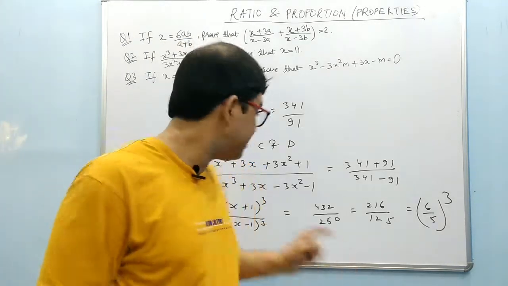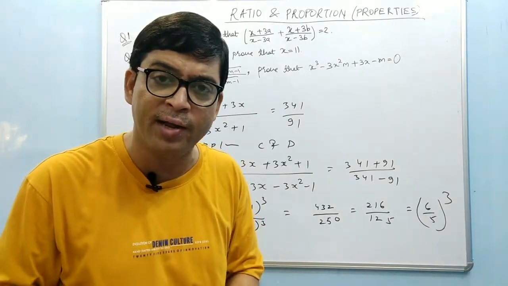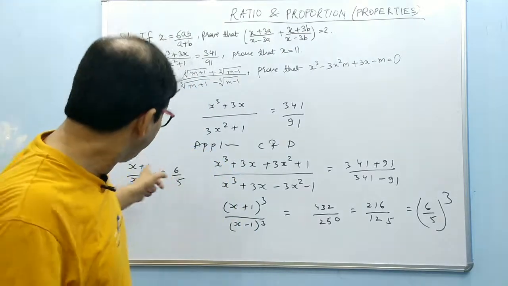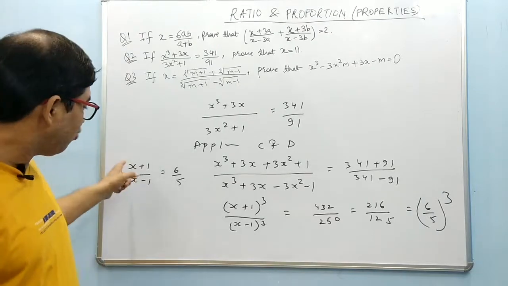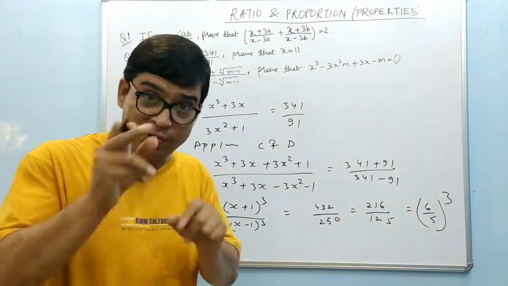Now again it is in the fashion numerator plus denominator by numerator minus denominator. So we are again tempted to apply C and D. If we just apply C and D, what we will get? All the time it is coming out to be numerator by denominator fashion. We will see how it is coming.